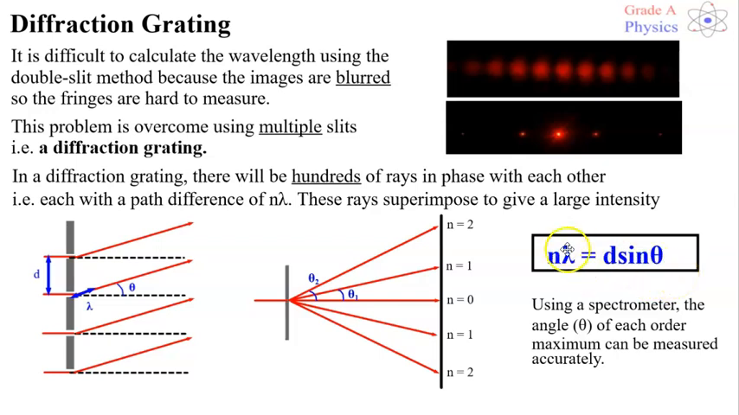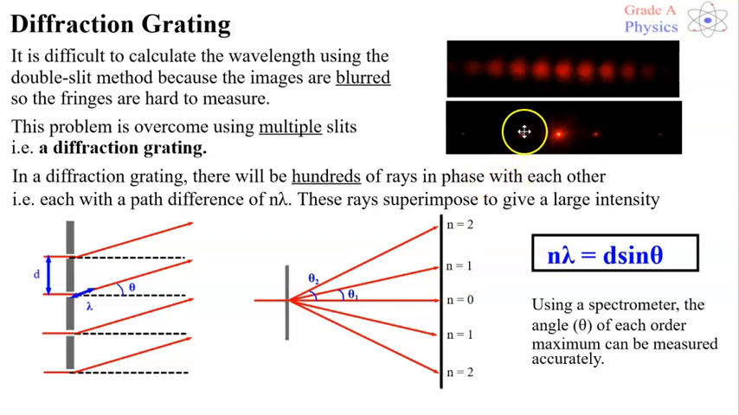So λ is obviously the wavelength of light, that's what we're trying to find. d is the slit separation, which is going to be a very small number. θ is the angle of deflection from the midpoint. So this is a top view of the fringe separation here. So the midpoint, the brightest dot in the middle, is referred to as n equals 0. So that's the 0th order.